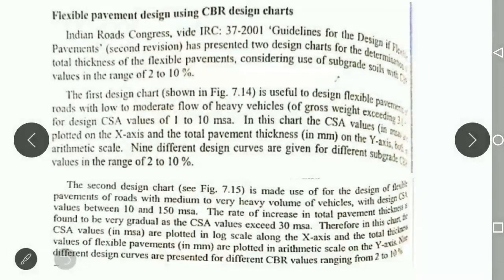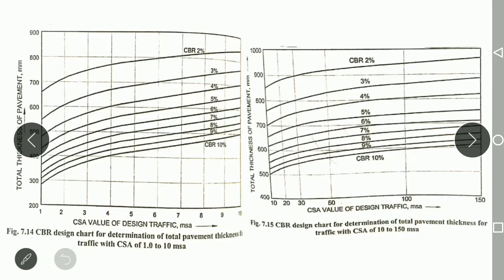So if it is 1 to 10, then we can use this value, and if it is 10 to 150, then we will use this figure. So this is the description that has been given for the particular graph. So this is regarding the graph.